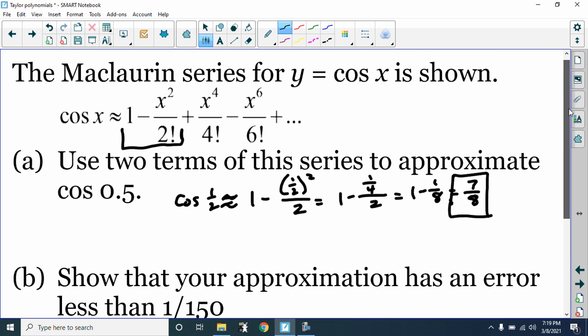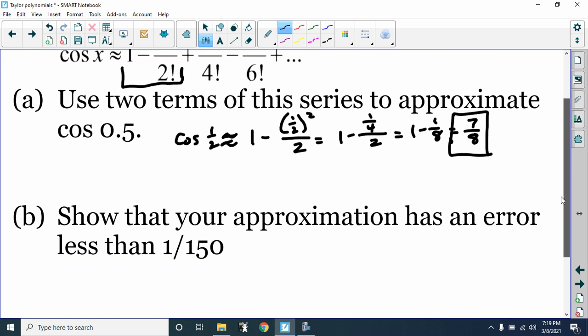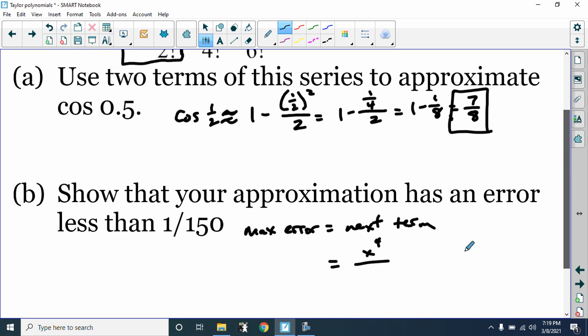Just like we did with power series, any alternating convergent series. So this one alternates, it goes back and forth. It is convergent. Notice all my terms are getting smaller and they're converging down to 0. So this is a convergent alternating series. If that's the case, the max error is always the next term after the one that we've used to make our approximation. So in this case, our max error is the next term, which for our problem is x to the 4th divided by 4 factorial.